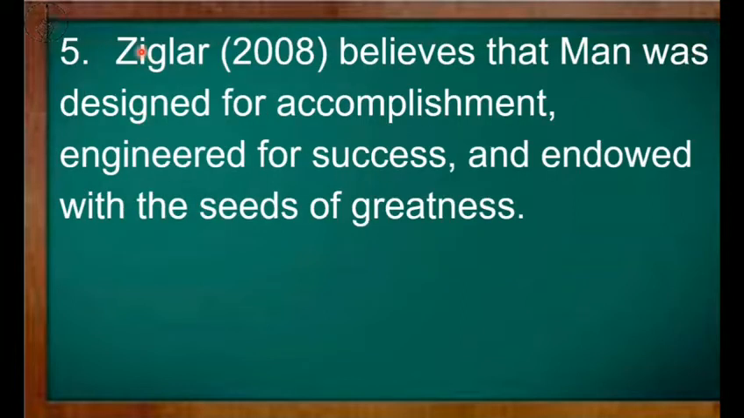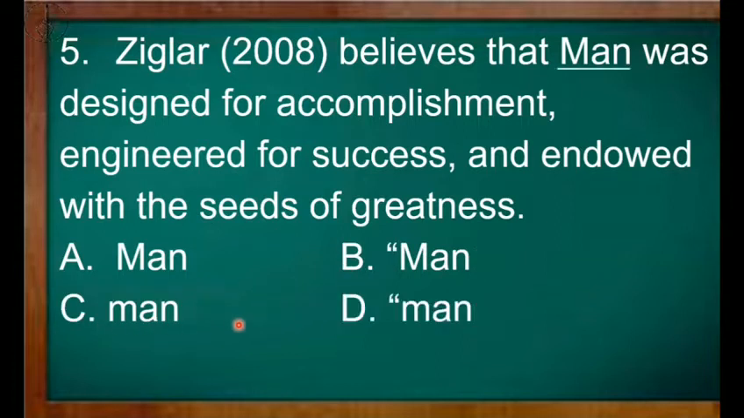Number 5. Ziglar 2008 believes that man was designed for accomplishment, engineered for success, and endowed with the seeds of greatness. Option A, option B, option C, and option D. Now, if we are going to analyze carefully the sentence, our focus here is in the underlined word man. Now, notice here, it is capitalized, but it should be like this. It should not be written in capital letter, but it should be only in small letter.